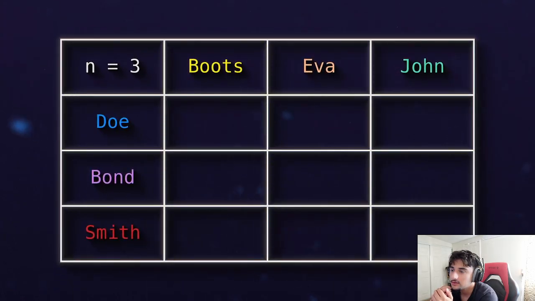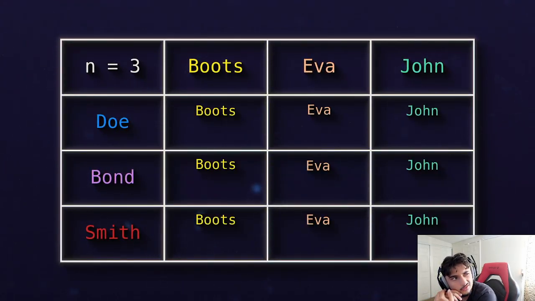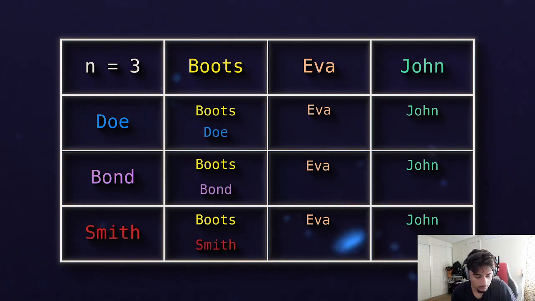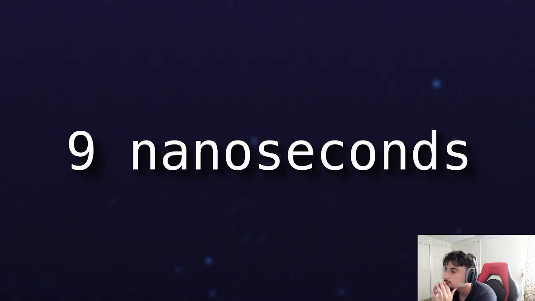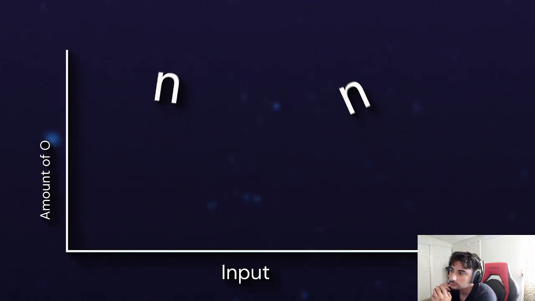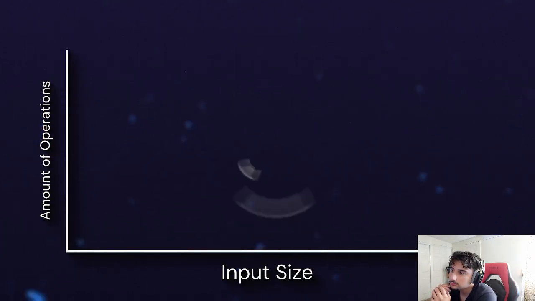3 first names and 3 last names. Now we're talking about 3 iterations of the outer loop, and for each iteration of the outer loop, 3 nested iterations. So 9 total iterations, 9 total full names, which means about 9 nanoseconds to run this algorithm. So this one actually gets really slow as we start to increase n.